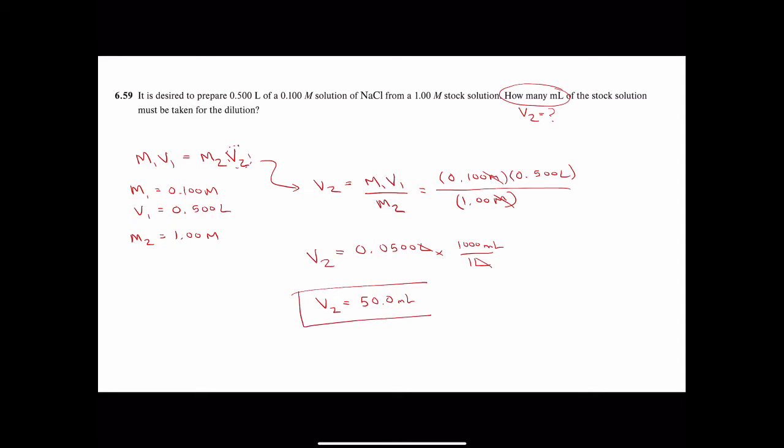So a little bit of practice on a dilution problem. And it is imperative that you have this formula memorized. M1 times V1 is equal to M2 times V2.